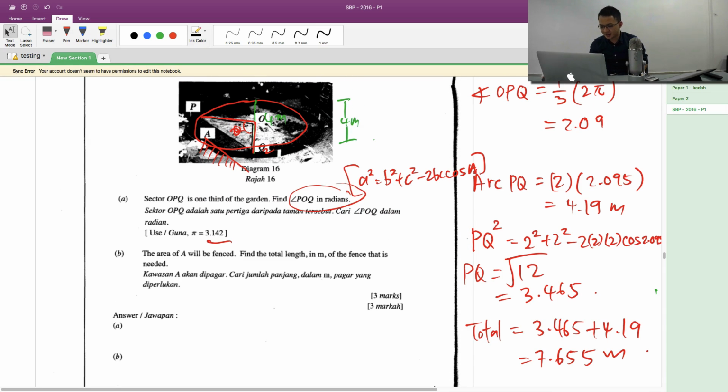Let me just double check with the answer here. I want to see whether it is correct or not. This is correct, then it will be good. Then we can move on. Yeah, because I thought the area A was the whole sector, but it is not. Anyway, thanks for reminding me. Right, let me move on to the next one.